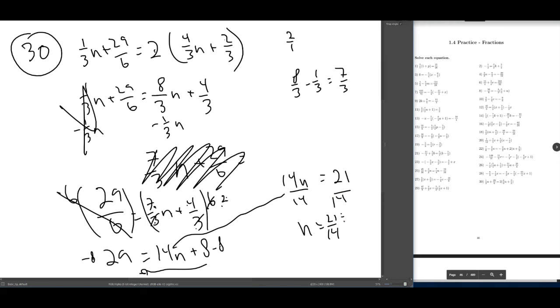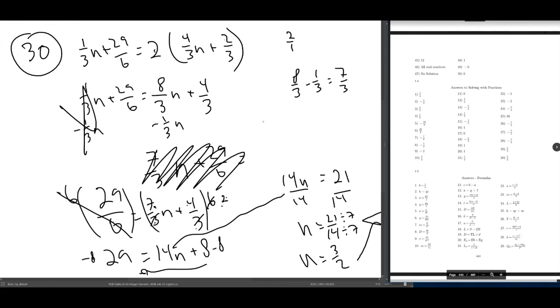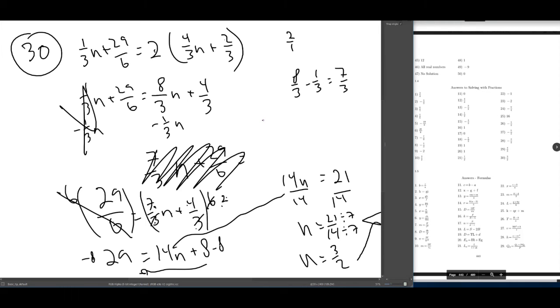Is that the right answer? Because I am so sick of this chapter. Yes, it is. All right, that's it. That's all. So we move on next time to chapter 1.5, and it starts getting crazy.